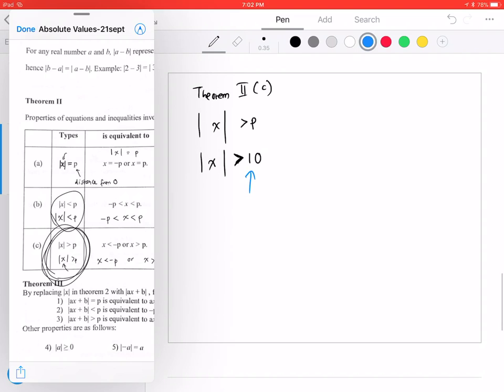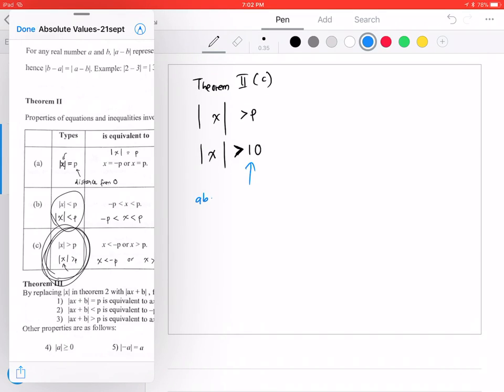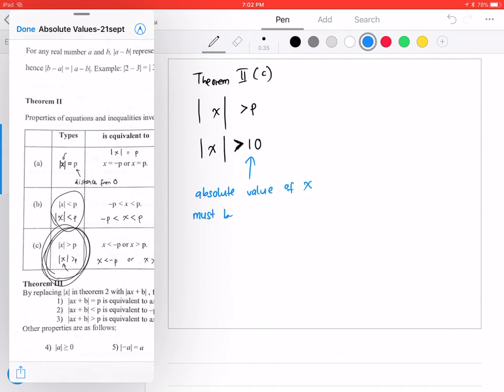So this expression is actually saying that the absolute value of x must be larger than 10 units away from 0. Okay, the absolute value of x must be larger than 10 units away from 0. So what is the value more than 10?